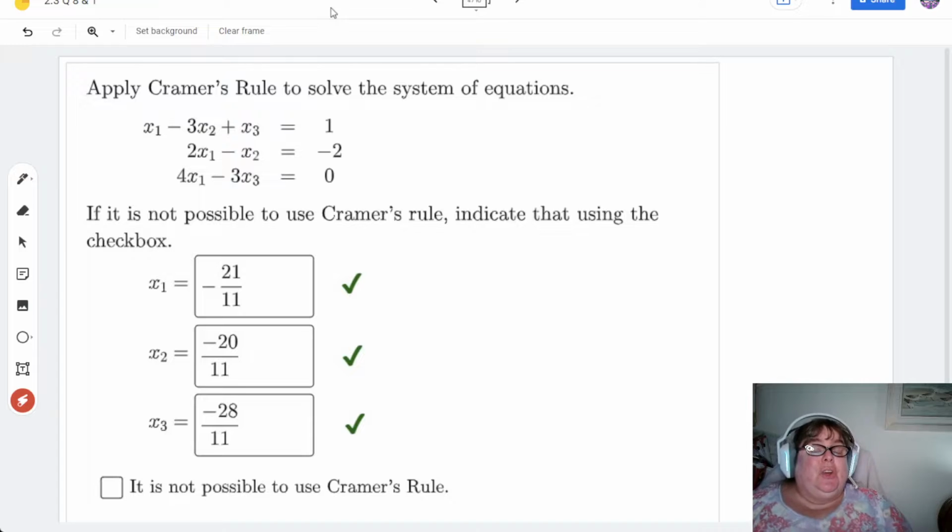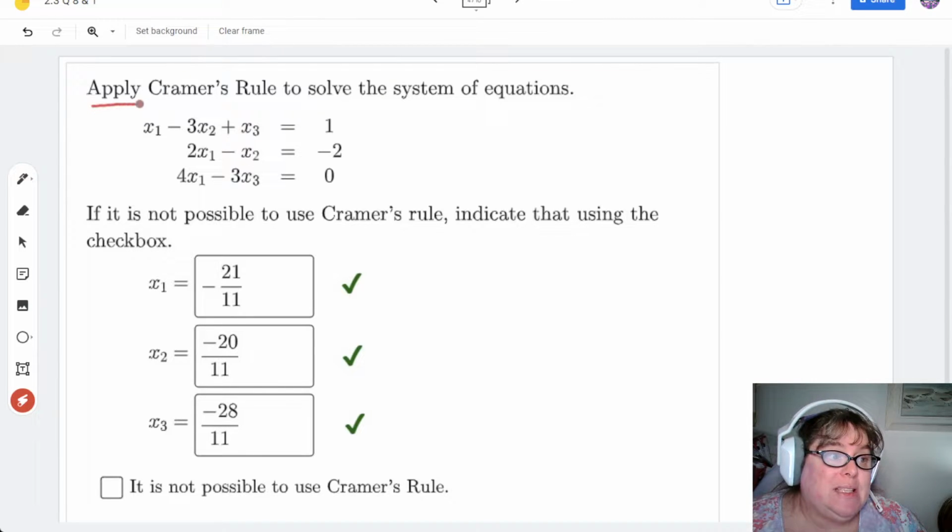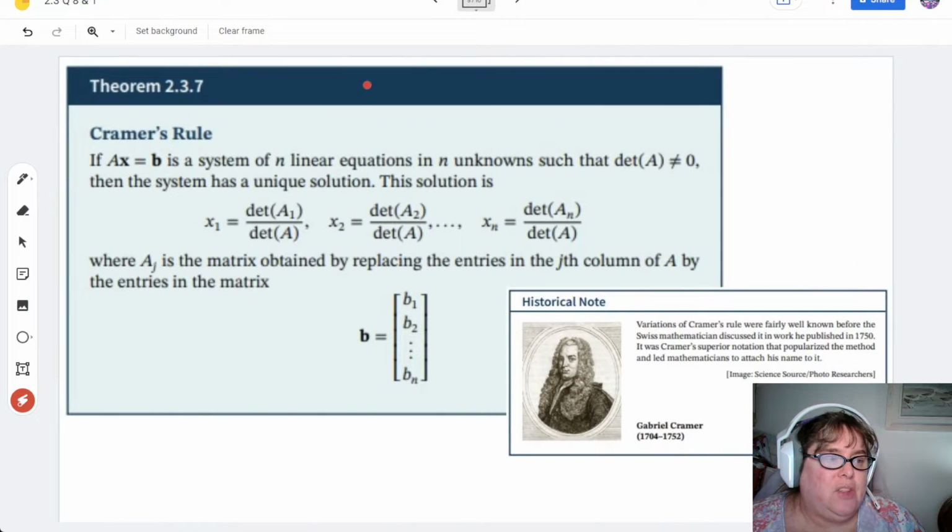So I'm going to show you number 8 using Cramer's rule. It says apply Cramer's rule to solve this system of equations, and these are the equations we were given. x sub 1 minus 3x sub 2 plus x sub 3 equals 1. 2x sub 1 minus x sub 2 equals -2. 4x sub 1 minus 3x sub 3 is equal to 0. And as you can see, we've gotten the solutions here, but I'm going to go ahead and show you how to do that.